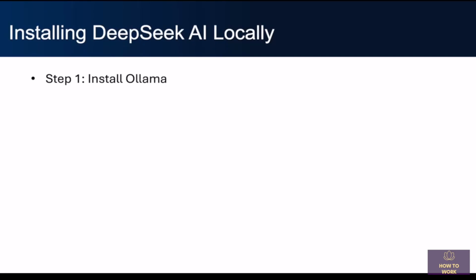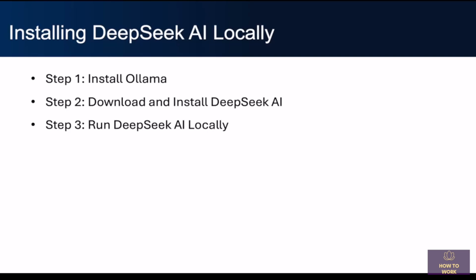I'm going to show you, in step 1, how to install Ollama. I'll show how to install it for macOS, Linux, and Windows. After installing, you'll verify that Ollama is running. Then step 2 will be to download and install DeepSeek AI. And then step 3 will be to run DeepSeek AI locally.